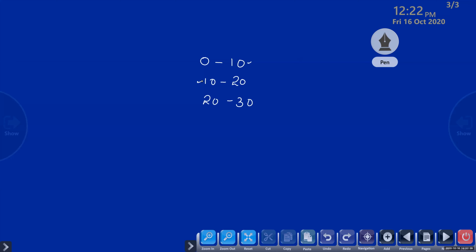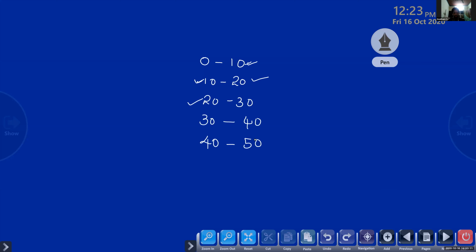Okay. So here 0 to 10, 10 to 20, 20 to 30. This 10 should be the starting of here and 20 should be here like this. So what will be the next class, children? 30 to 40. And the next class will be 40 to 50, like this.